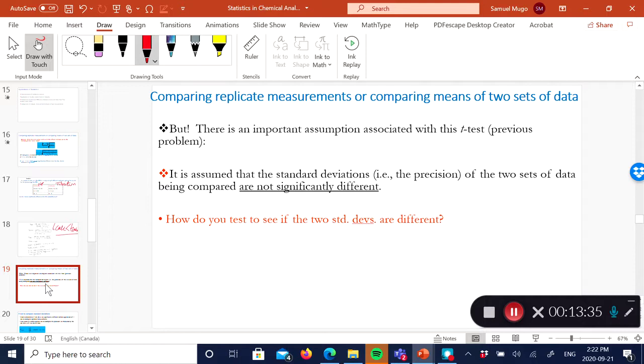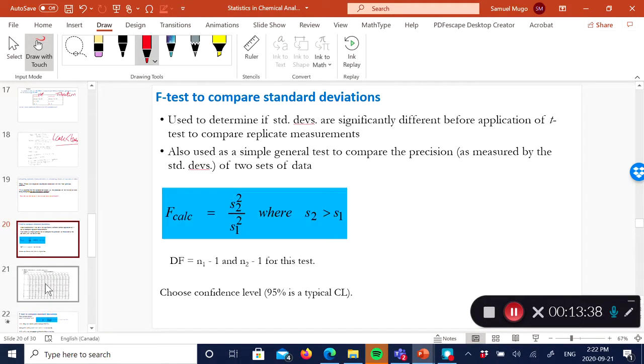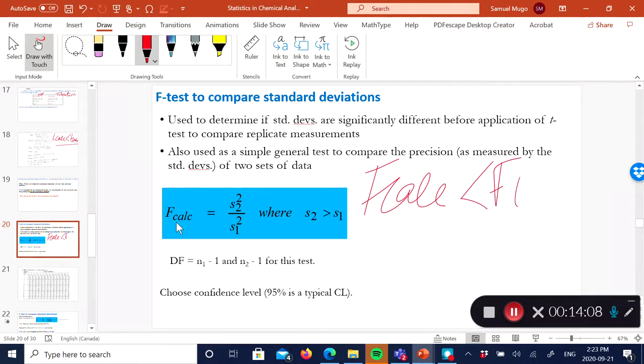We test if the variances are different by using what we call the F-test. And so the F-test is used to compare two sets of standard deviations from two methods. And it's very similar to what we've done with the T calculated. The null hypothesis is as follows. If the F calculated is less than the F from the table, then the null hypothesis holds true and the two standard deviations are not different.